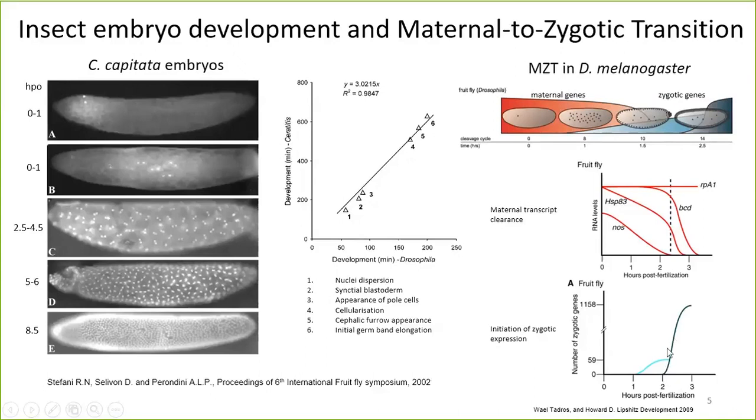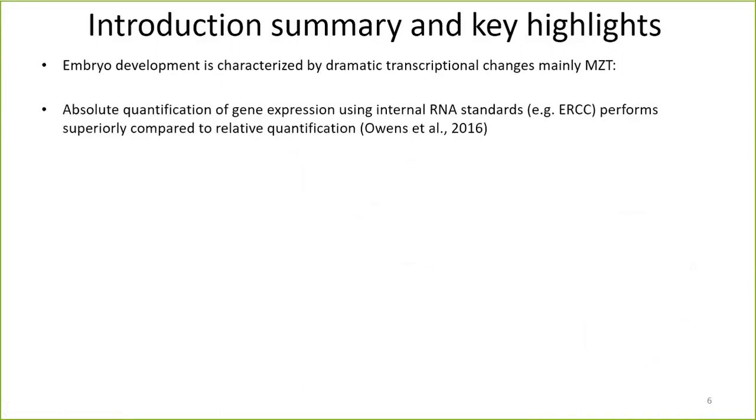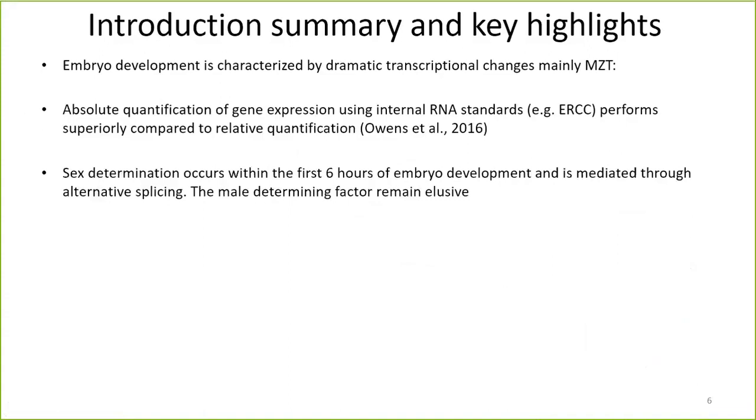All right, so now I'll give a bit of summary here and some brief highlights that are important to our work. Embryo development is characterized by dramatic transcriptional events, the main one being the maternal to zygotic transition. What has been shown previously, mainly by Owens et al. in 2016, is that absolute quantification of gene expression performs quite superiorly compared to relative quantification of gene expression.